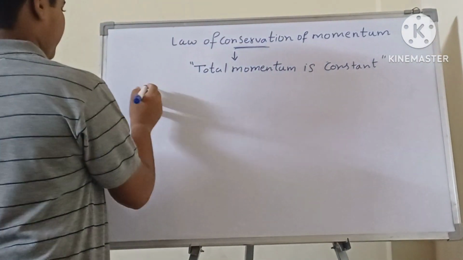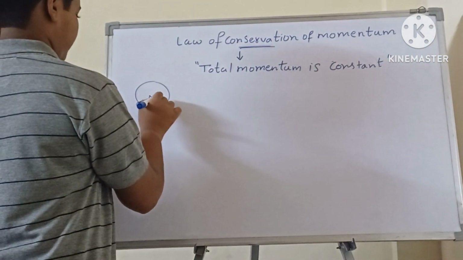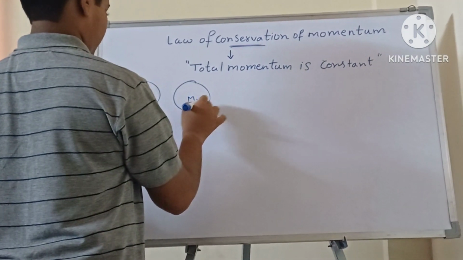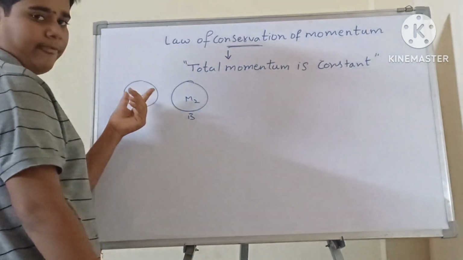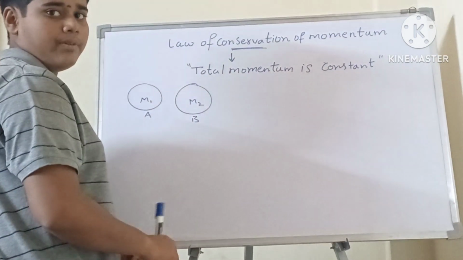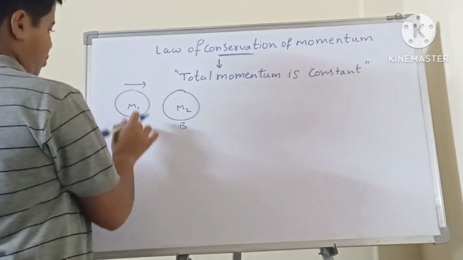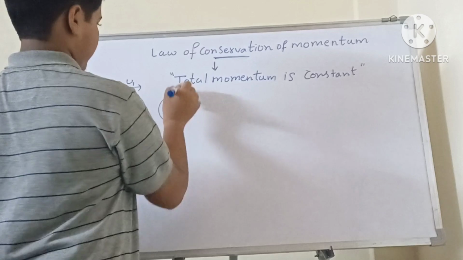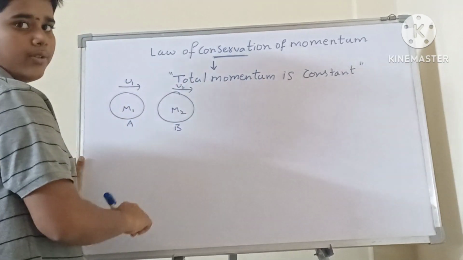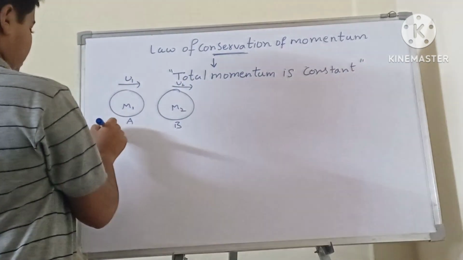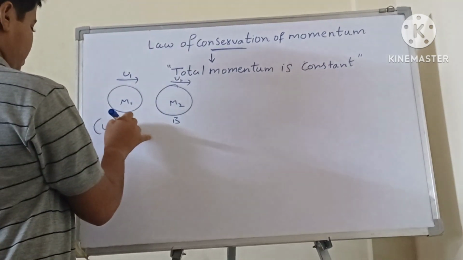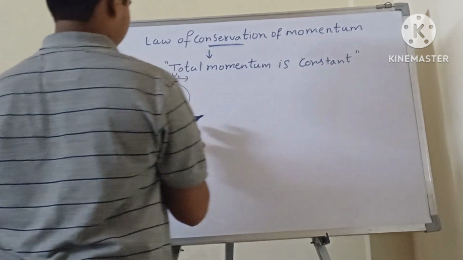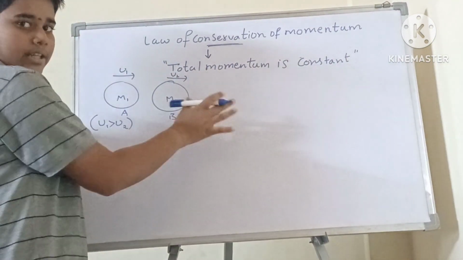So here I am taking this is M1 A object and this is M2 B object. A has M1 mass and B has M2 mass. Here this A body goes with the speed U1 and this B body goes with the speed U2. Okay? So here U1 is greater than U2. We have to take. Okay? So this is before collision. They are going like this.